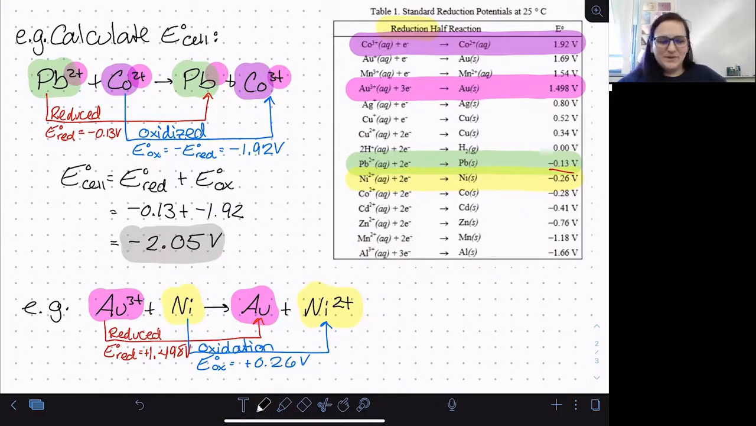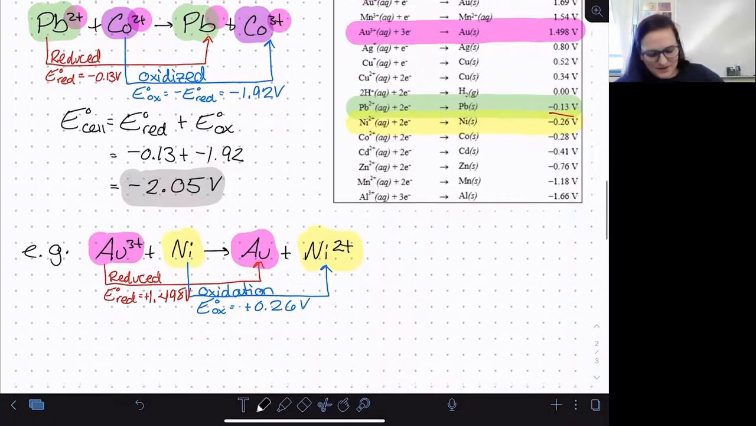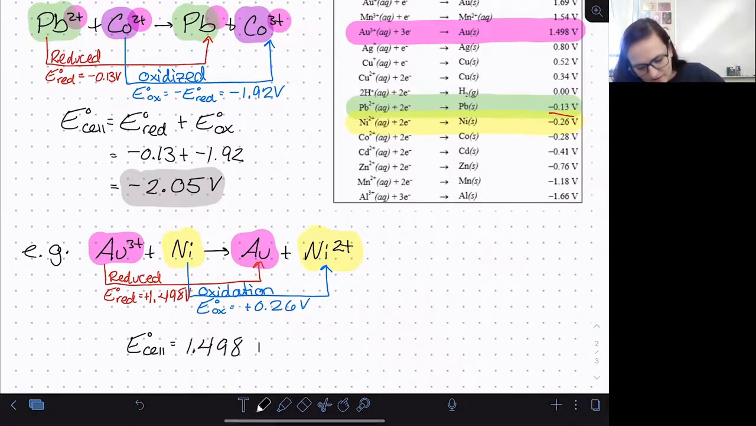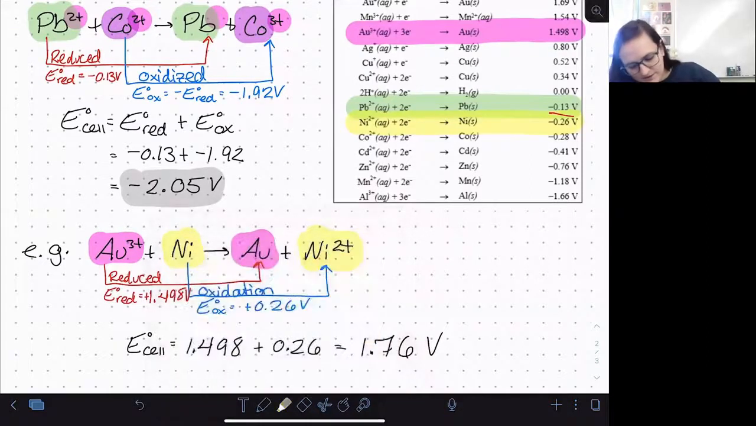So at this point, we just need to add these two values together to get our cell potential. 1.498 was our reduction potential, 0.26 was our oxidation potential, so our cell potential overall is 1.76 volts.